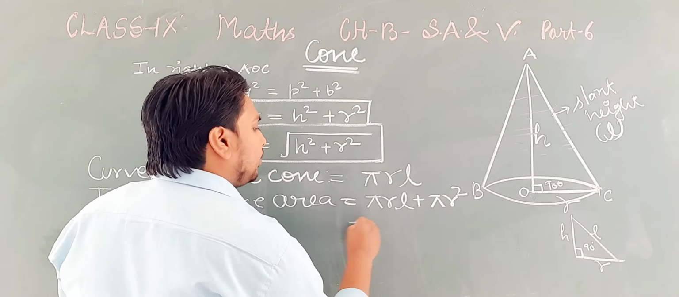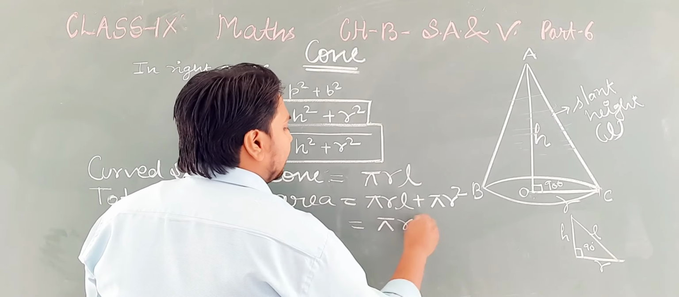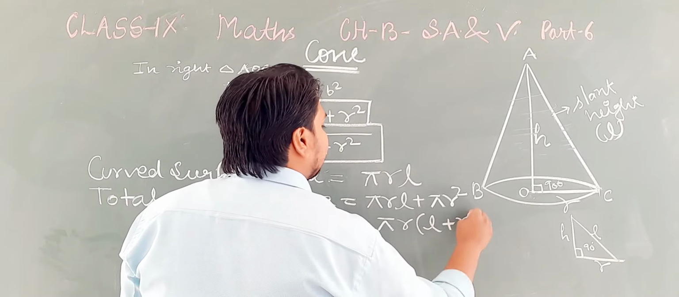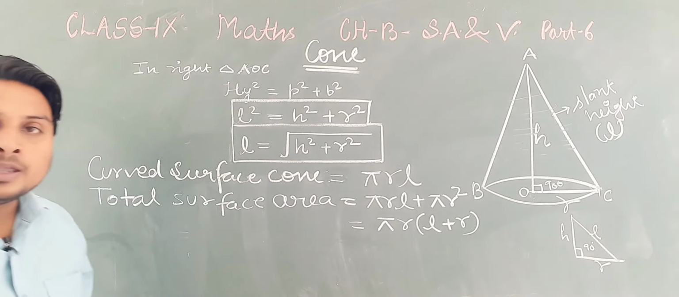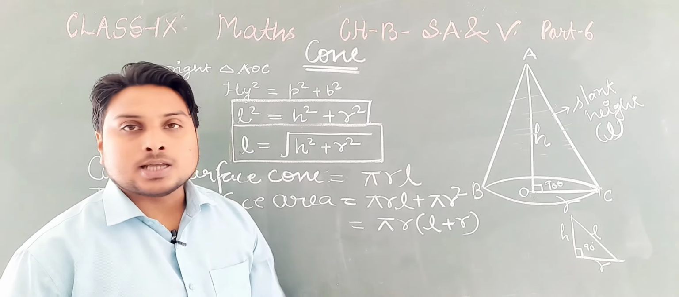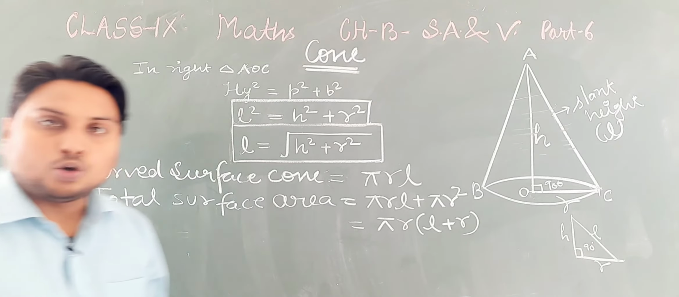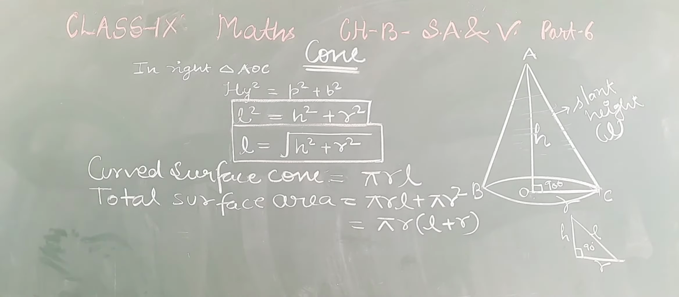If you take pi r common, then L plus r will remain, so pi r into L plus r. This is the formula of the total surface area of the cone. Okay students, this is the formula of total surface area of the cone.